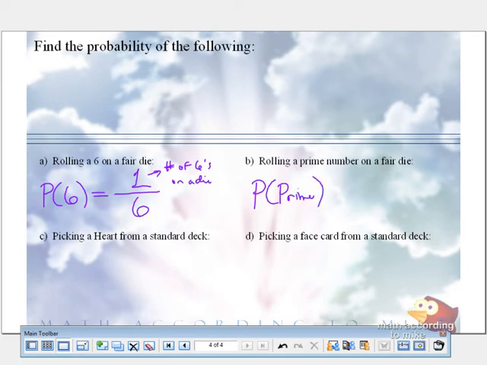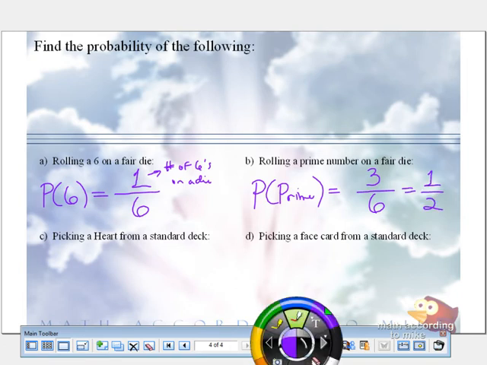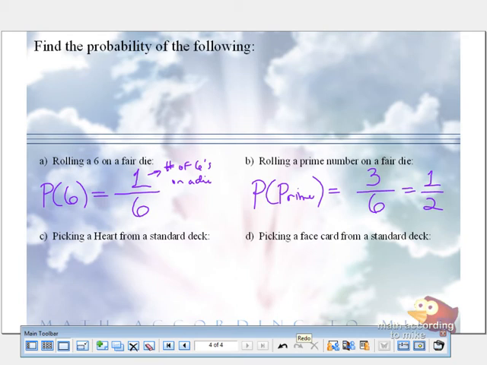We talked about prime numbers last week. How many prime numbers are there on a die? 3: 2, 3, 5. Over, how many numbers are there on a die? 6. Which reduces down to 1/2. And that are bigger than 1.